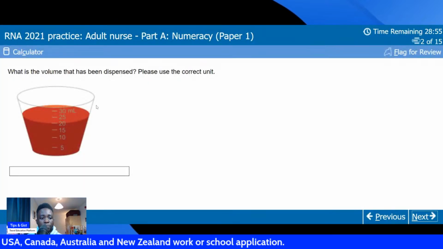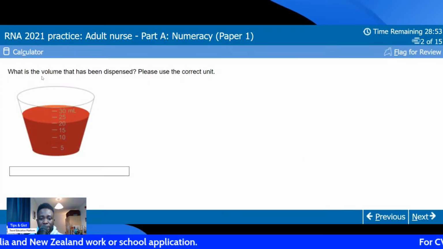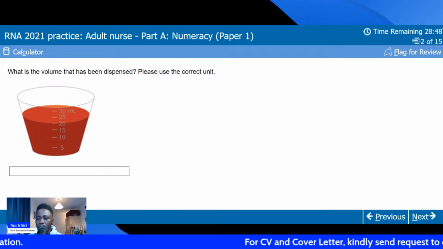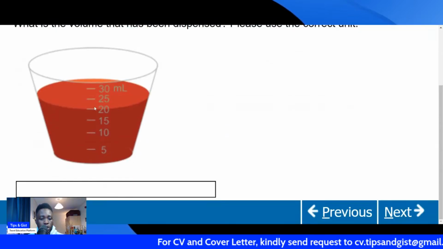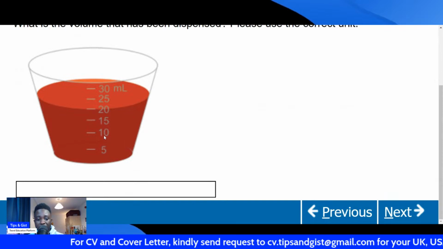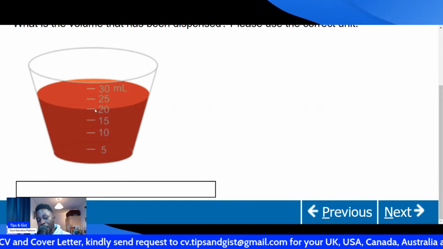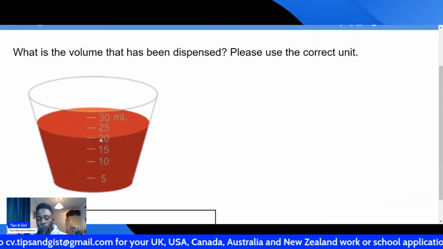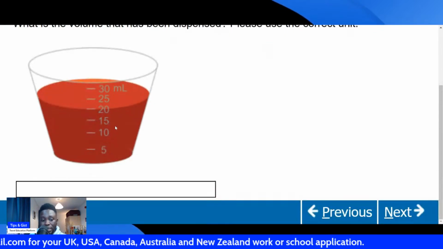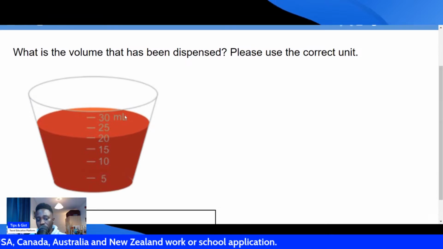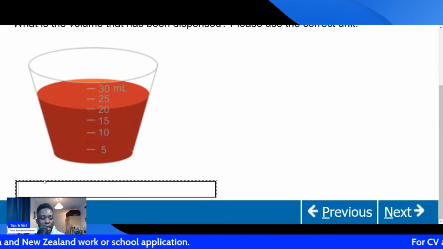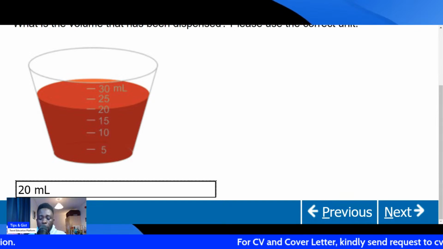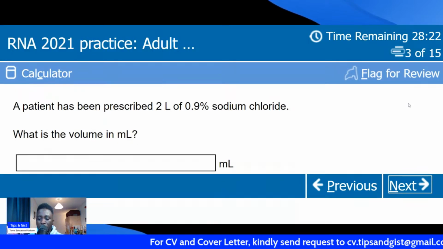Next, question number 2. What is the volume that has been dispensed? Use the correct unit. So look at the red. Let me zoom it. So if you see, you can see that this is 5, 10, 15, 20. And exactly at the 20 mark, you can see that that is where the drag is, right? So what comes to your mind is 20. But what is the calibration? It is in mL. So the volume is 20 what? mL. So you type your 20, then small m, capital L, then you go to next, 20 mL.